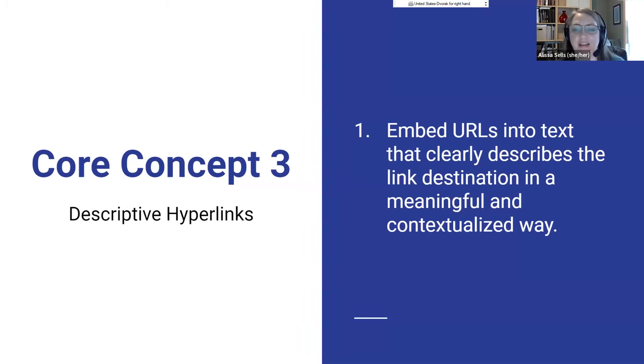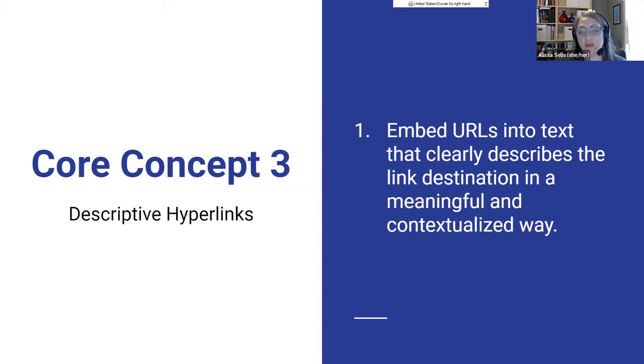This is Alissa. And I'm going to talk about core concept 3, which is descriptive hyperlinks. And what that means is embedding URLs or links into text that clearly describes the link destination in a meaningful or contextualized way. And I know some of this stuff might not make a lot of sense right now because we're not showing you how to do that. We're just covering those core concepts. But I promise that we'll get to the demo of how to do these.